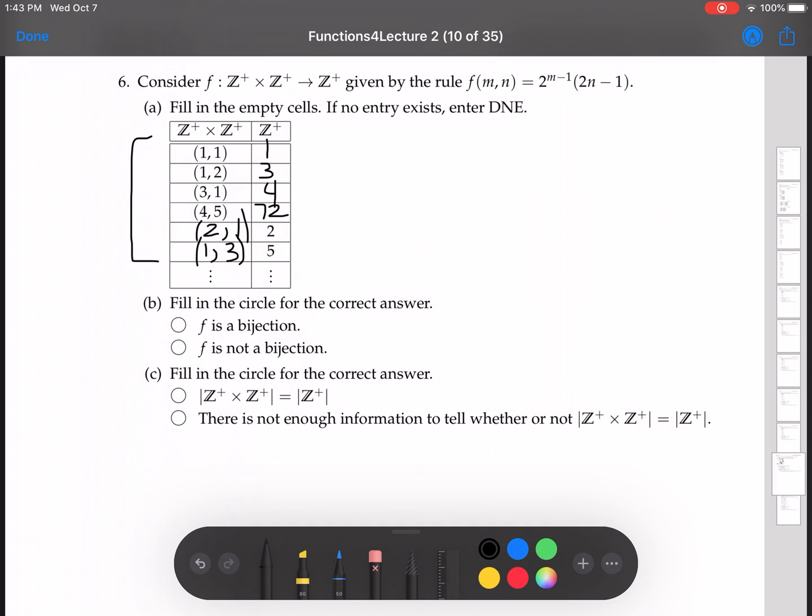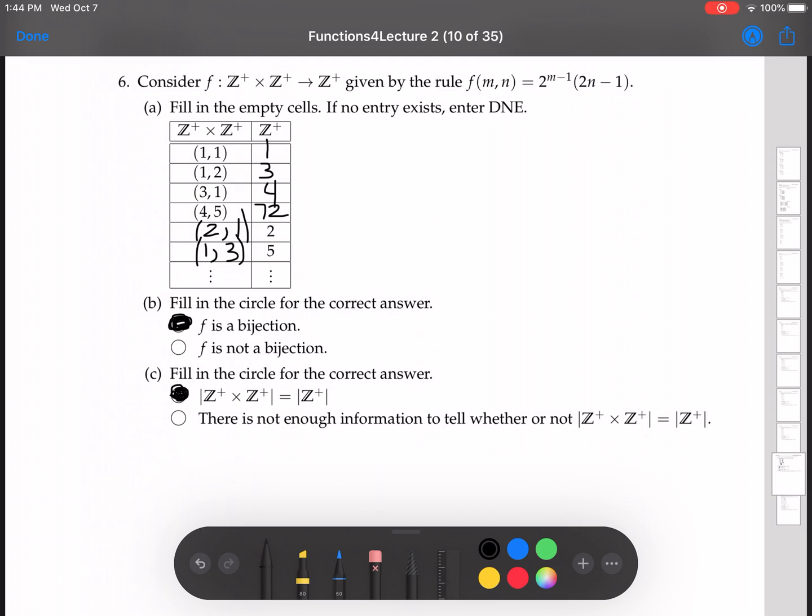Okay, so each of those are different. There's no DNEs, so it's onto, and these are all different, so it's 1-to-1, so we know it's a bijection. This tells us that there's just as many ordered pairs of positive integers as there are just positive integers.